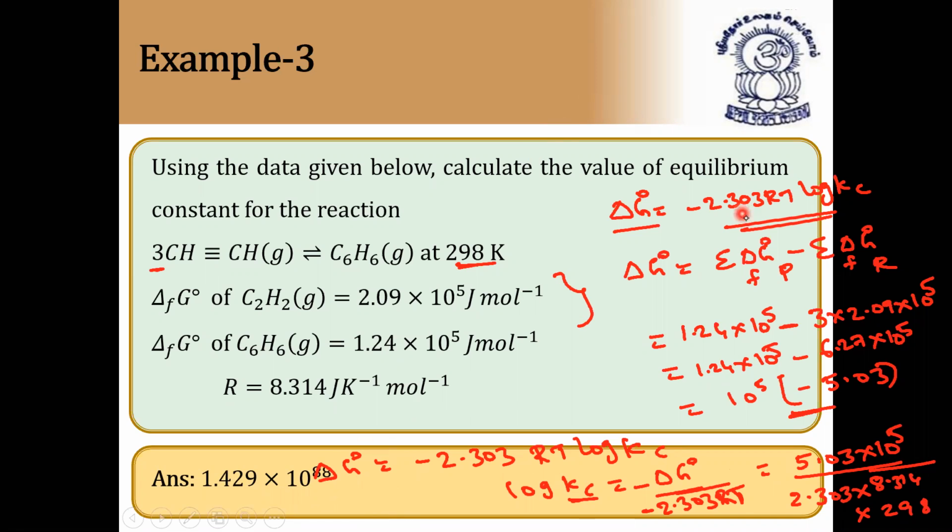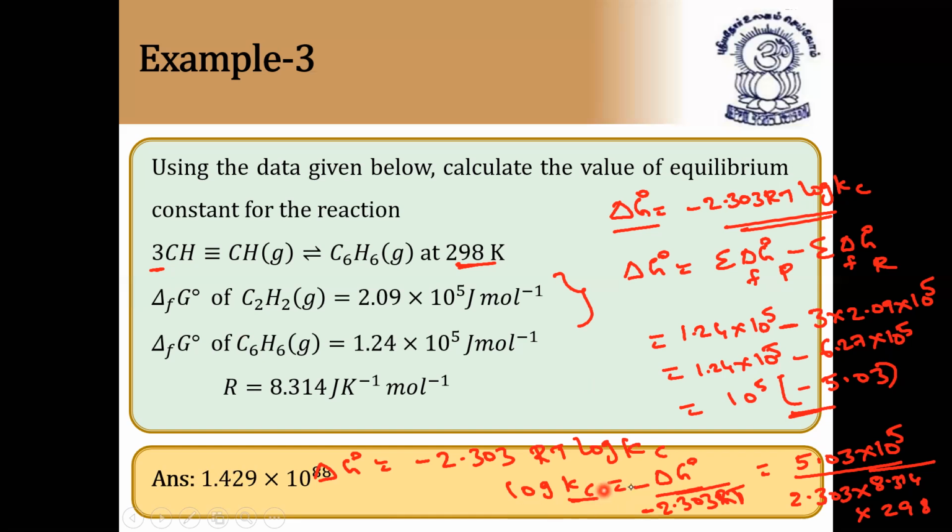So ΔG is equal to minus 2.303 RT log base 10 Kc. This is the formula for finding the equilibrium constant. So from this, first we need to find ΔG. So ΔG is equal to sigma ΔG of formation of products minus sigma ΔG of formation of reactants. So that is 1.24 × 10^5 in case of benzene, that is the product, and minus 3 × 2.0 × 10^5, we have to multiply by 3 because there are 3 moles of acetylene gas. So that's why we get this answer. I hope it is clear.